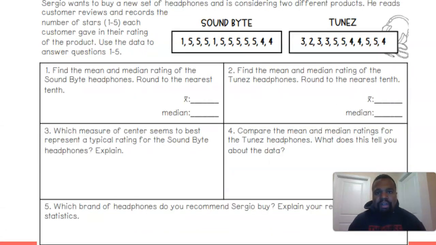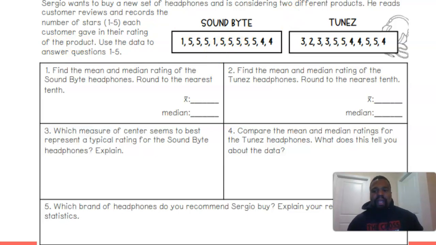Sergio wants to buy a new set of headphones and is looking at two different products. He's looking at Soundbite and he's looking at Tunes. These represent the customer ratings of each of the brands. First we want to look at Soundbite. This is the customer rating of Soundbite. We want to find the mean and the median of the Soundbite.